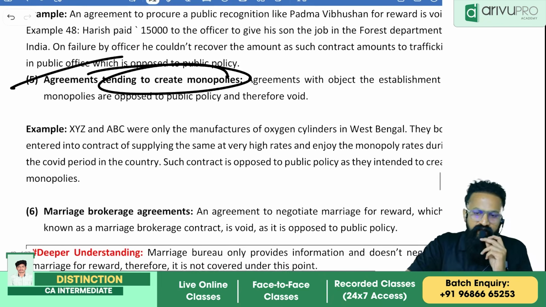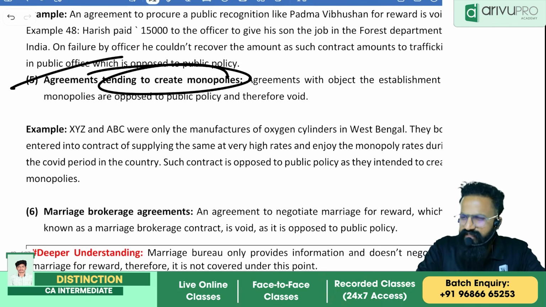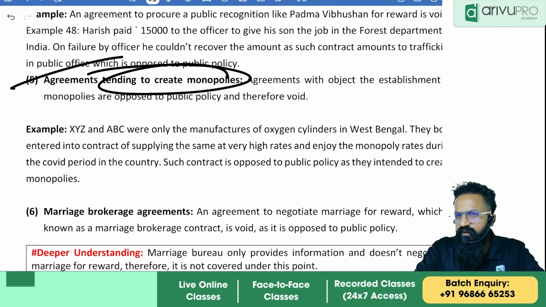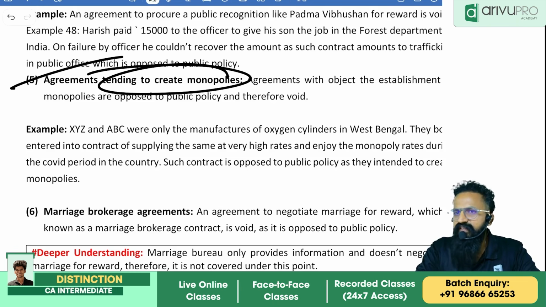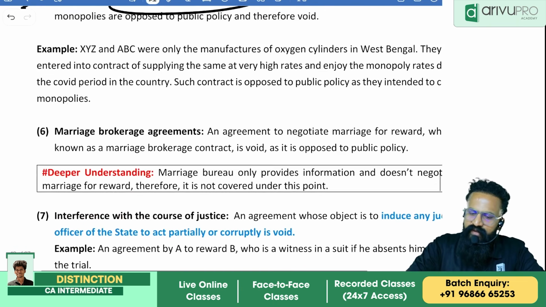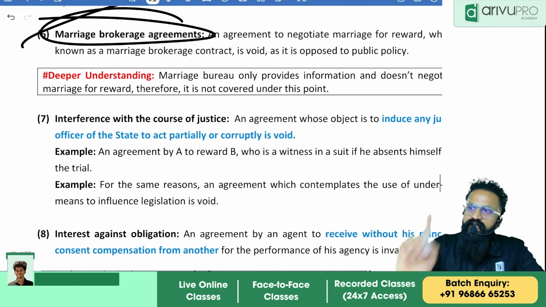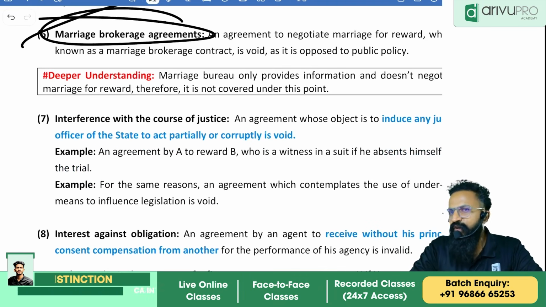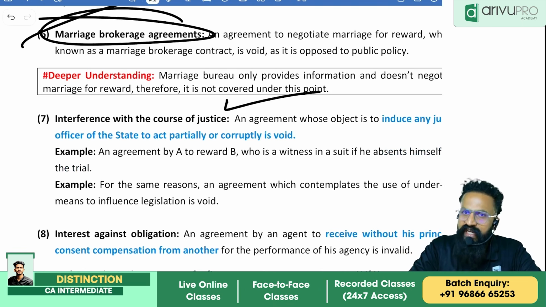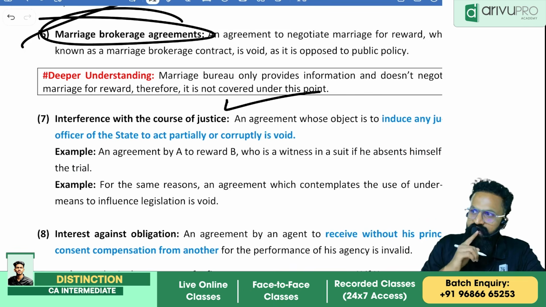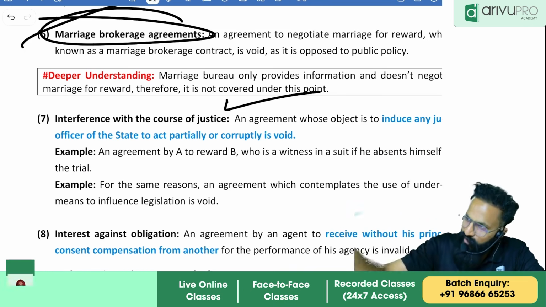Okay. Agreements creating monopoly. Imagine Jio and Airtel coming together, or any such big chains coming together, will always kill competition. Marriage brokerage agreements I've explained in class. Marriage bureau is different, marriage brokerage agreement is different. Marriage bureaus are valid because they just give data. They are not encouraging you to marry him only.